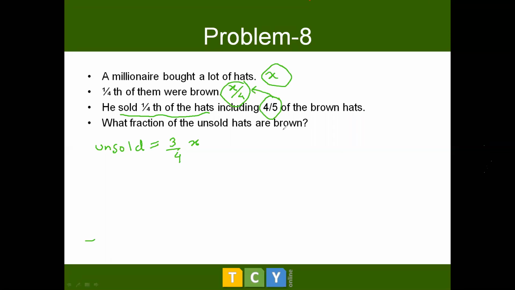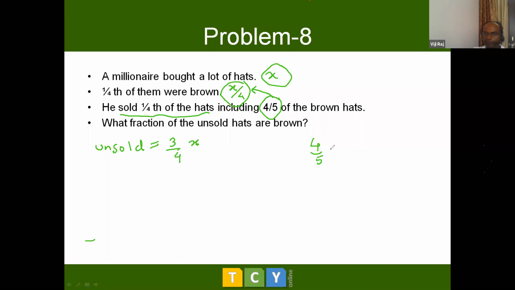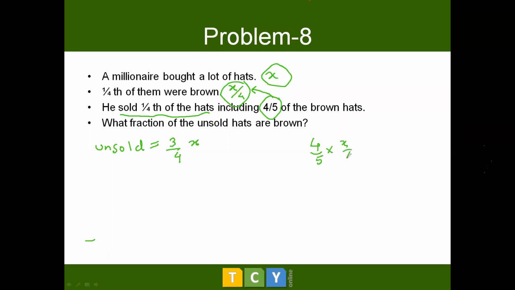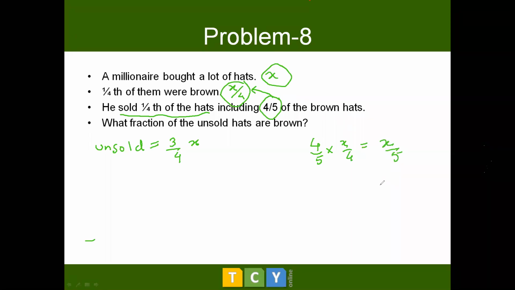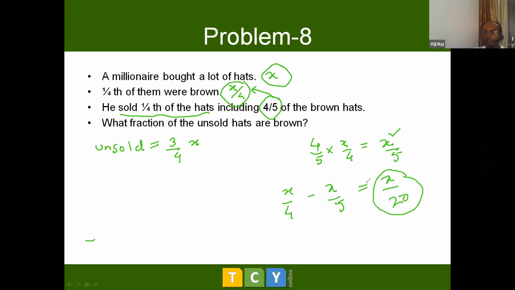So let us calculate total brown hats which were sold. That is 4/5 of x by 4, which comes out to be 1/5 of x. Right? So this is brown hats which were sold. Now we have to find out the brown hats which were not sold. So total brown hats x by 4 minus x by 5. If you calculate this, it comes out to be x by 20. So x by 20 is the total brown hats which are not sold.